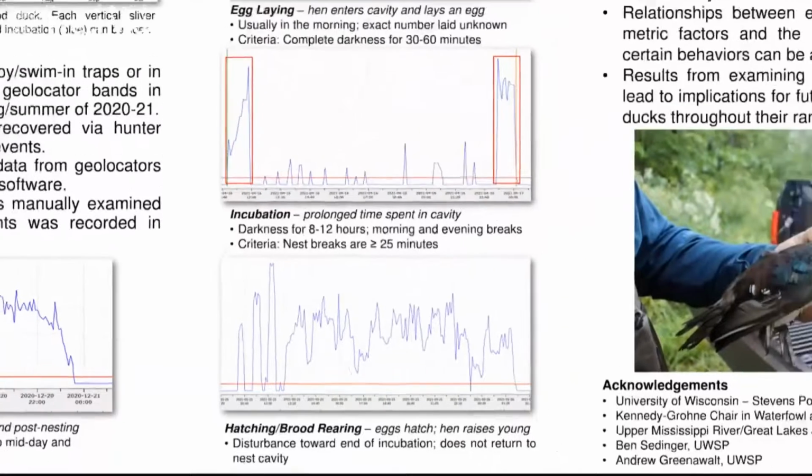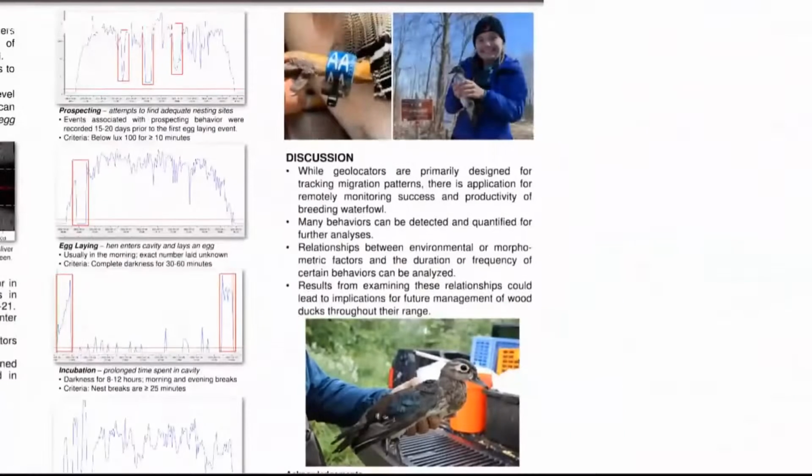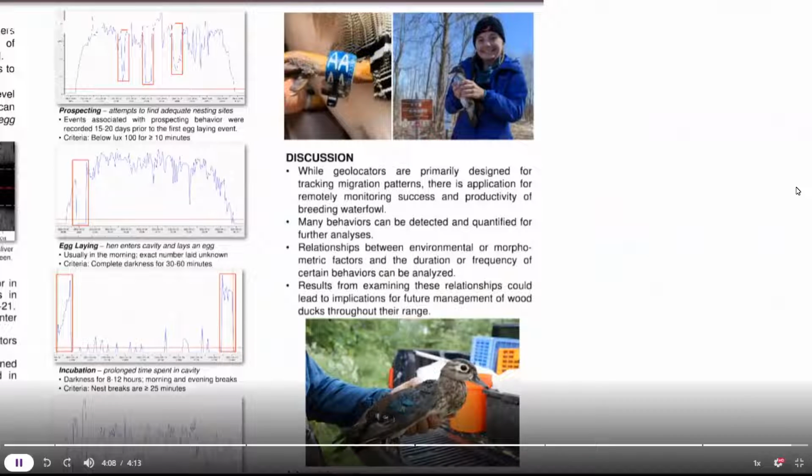While geolocators are primarily designed for tracking migration patterns, there is application for remotely monitoring the success and productivity of breeding waterfowl. Many behaviors can be detected and quantified for further analysis, and relationships between environmental and morphometric factors and the duration or frequency of certain behaviors can also be analyzed. Results from examining these relationships could lead to implications for future management of wood ducks throughout their range.